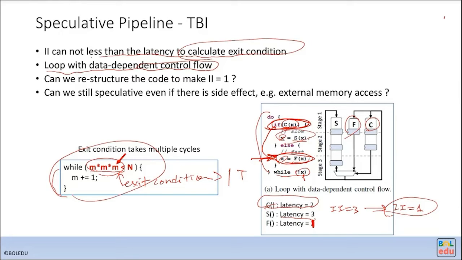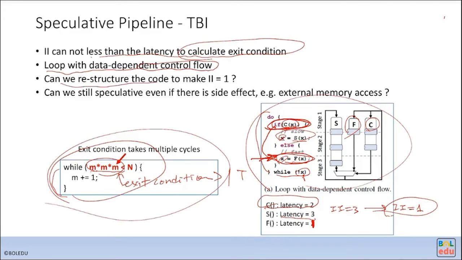When it's wrong, you have to do a few things. First, you have to recover. Remember in processor design, if a branch prediction is wrong, you have to flush the pipeline and restore the previous state. So you have to keep all the intermediate states, and then you need to recover them. For this kind of code, can we restructure the code to make II equal 1? You have to use speculative techniques.